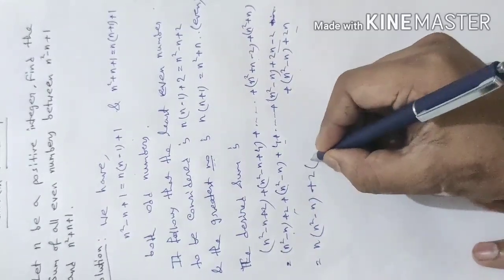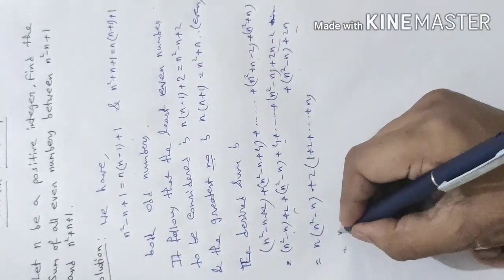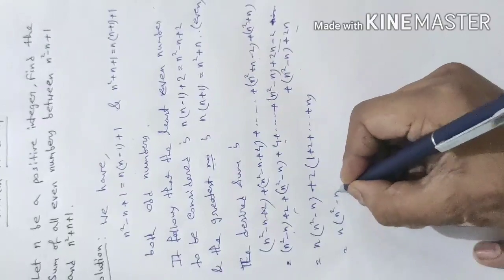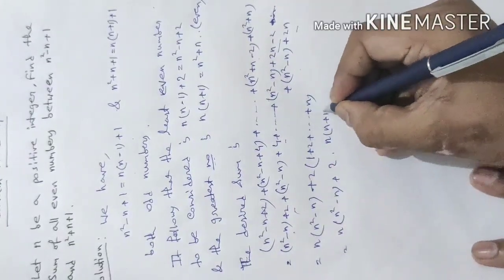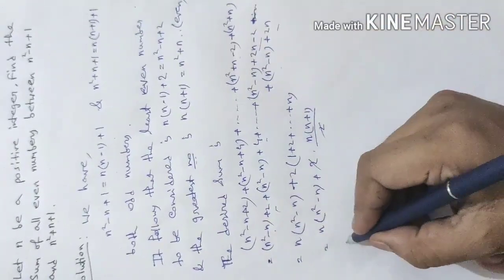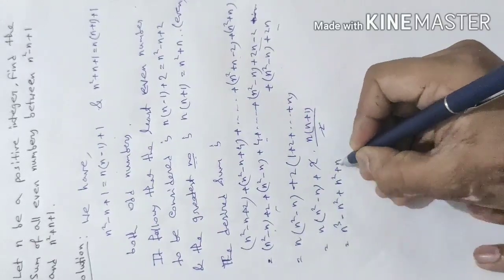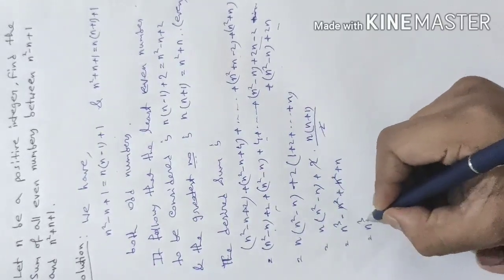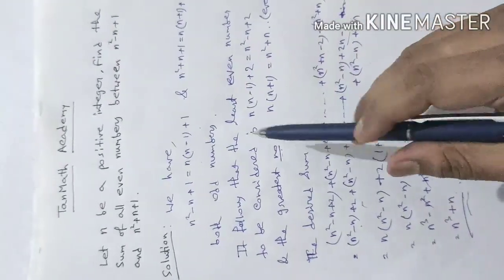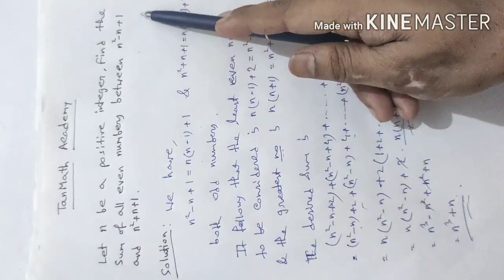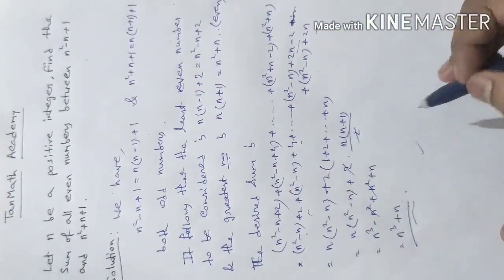So plus 2 taking common, 1 plus 2 plus dot dot dot plus n, and n into n square minus n, and here 2, this is the sum of first n terms, is equal to n into n plus 1 by 2, 2 to cancel, so n cube minus n square plus n square plus n cube plus n, which is the sum of all even numbers between n square minus n plus 1 and n square plus n plus 1. Okay, so done.